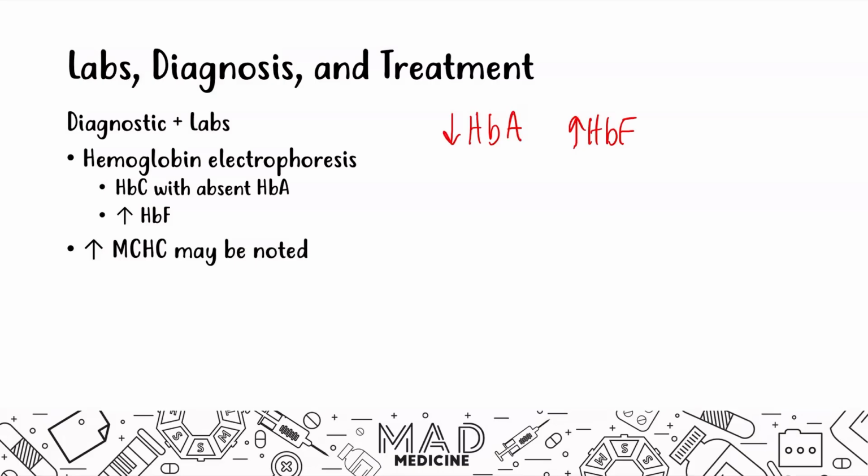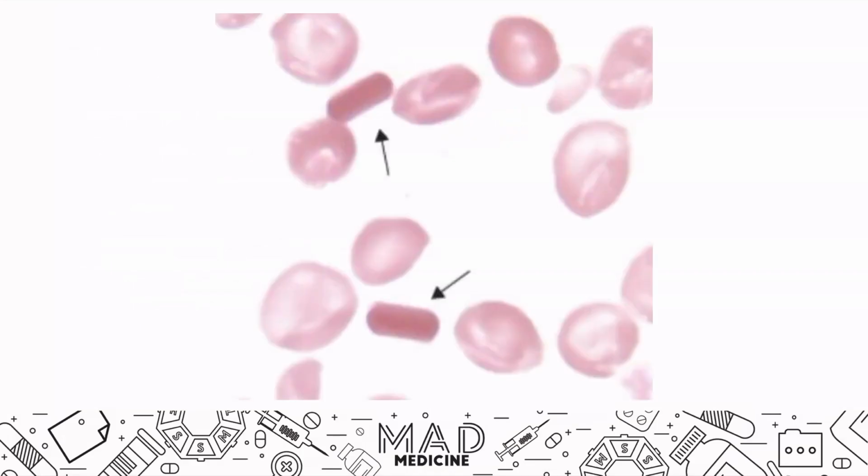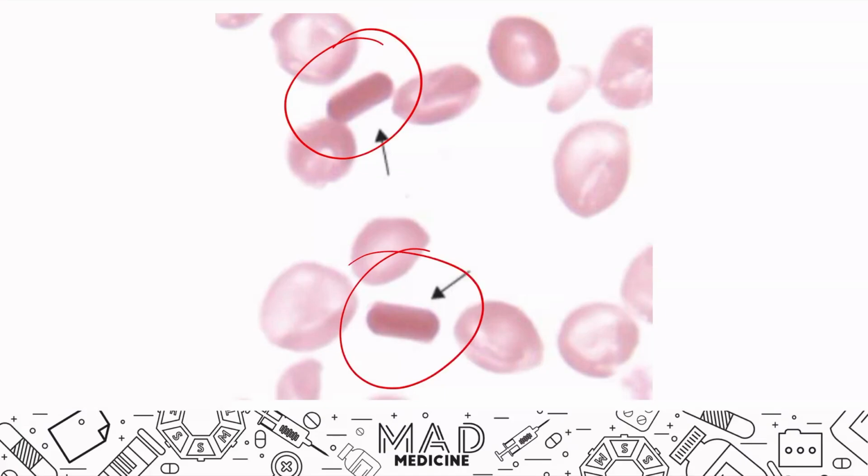This can be noted. Now, in the peripheral blood smear, you're going to see hemoglobin C crystals. That's very important. So this is what a hemoglobin C crystal looks like right here, right? As you can see, this is not like a normal hemoglobin. This is a very, very dense red blood cell, and it is because hemoglobin has crystallized inside. That is a hemoglobin C crystal that occurs.